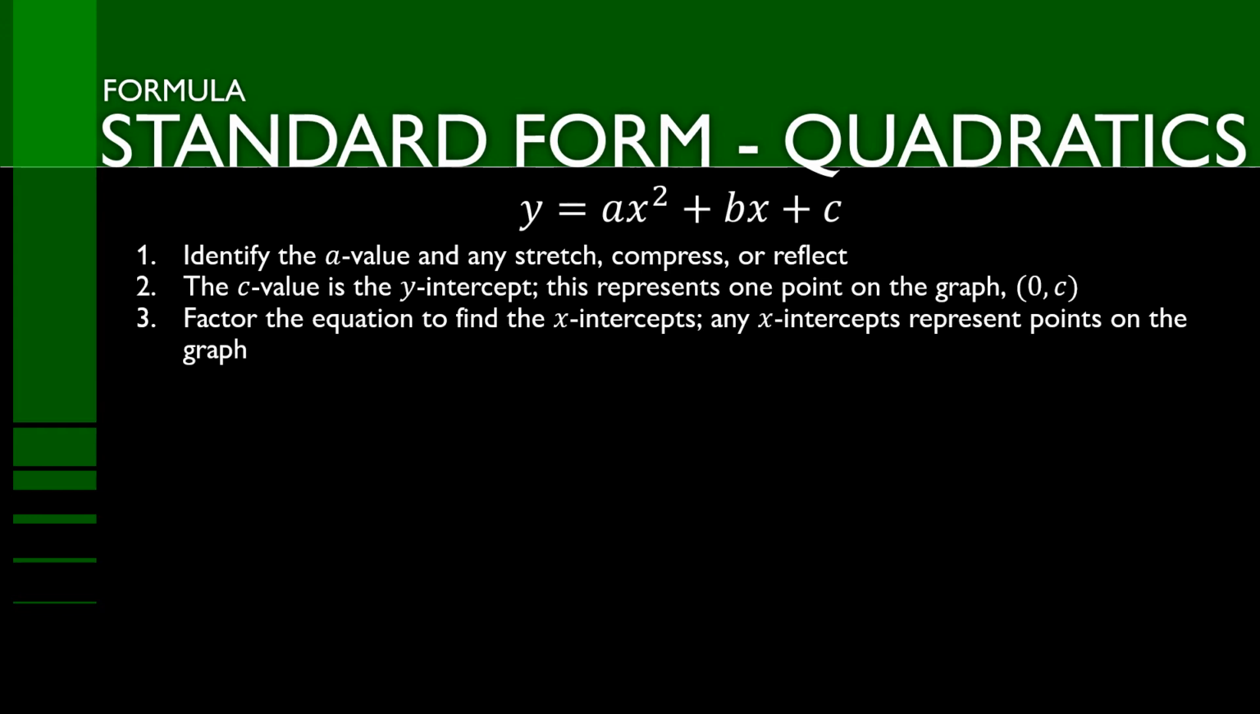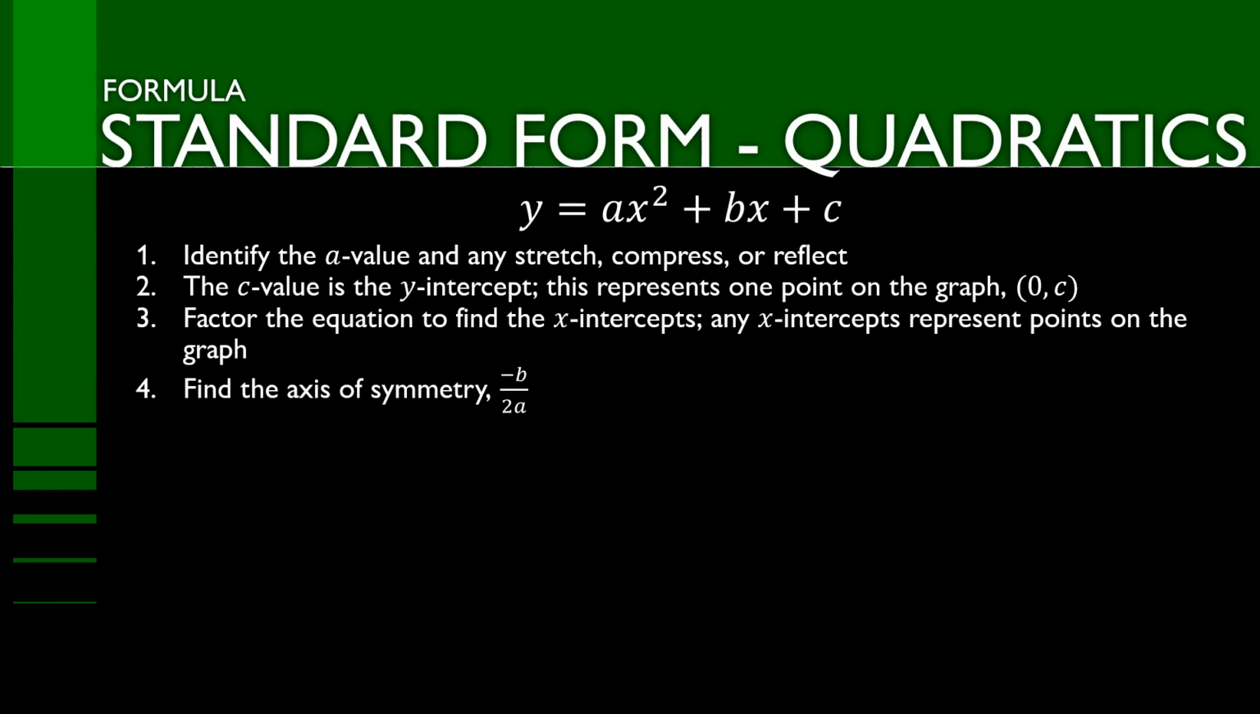What we're going to have to do is apply the zero product property to solve for x, but that's a fairly simple operation. Any x-intercepts represent points on the graph, and those are going to be represented by a number, then 0. So it's going to have 0 movement vertically.